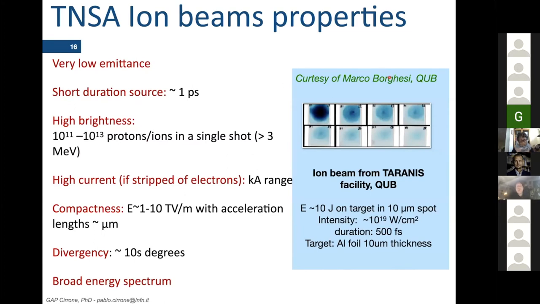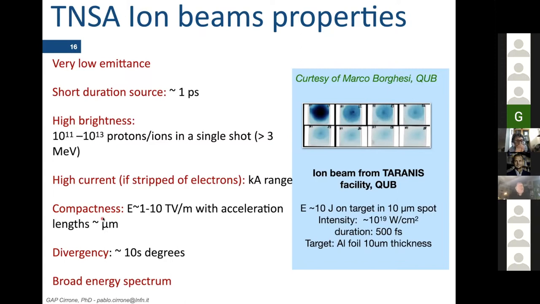These are the typical properties of a TNSA ion beam. The beam is characterized by very low emittance and a duration of the order of a picosecond, a little bit more. We have a very huge intensity. This depends on the target, of course, as well. So something between 10 to the 11 and 10 to the 13 protons for each shot, with energy that starts from zero up to a cutoff that depends on the laser power and the laser efficiency. So we have a very high current and, in general, a compact system, because apart from the laser we are able to accelerate in micron dimensions.